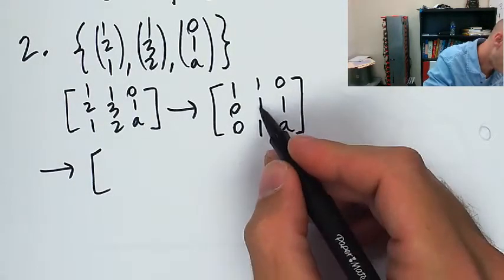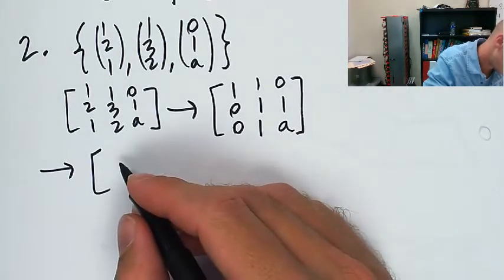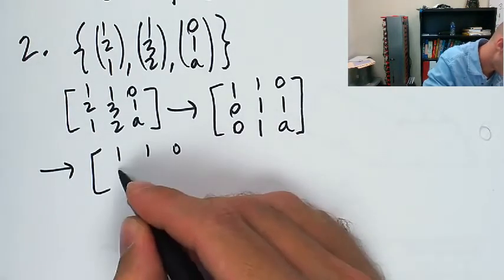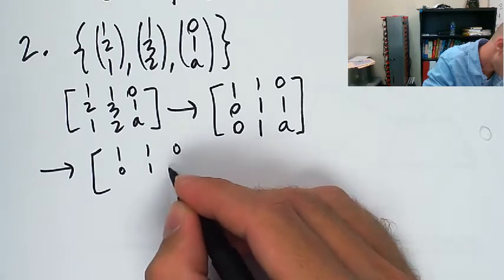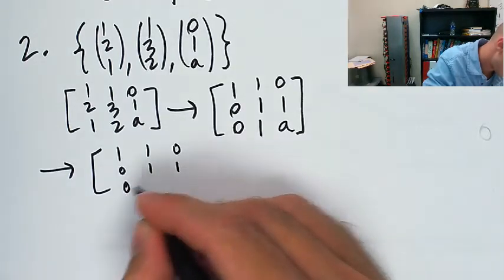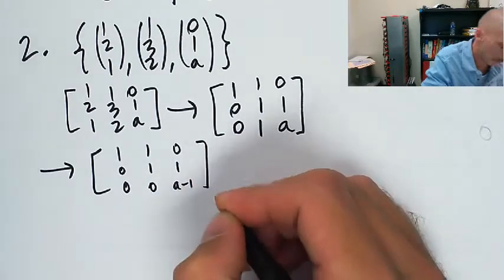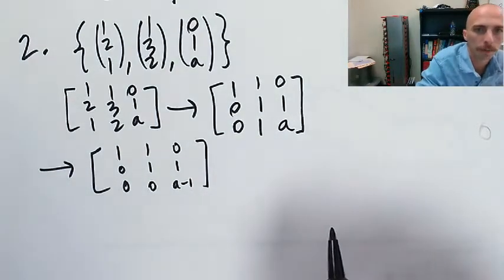Okay, I guess I'm going to subtract row 2 from row 3. Yep, that's exactly what's going to happen. So it's 1, 1, 0, 0, 1, 1, 0, 0, because I'm subtracting, and I'll have A minus 1. All right, yeah, I think I'm good here.